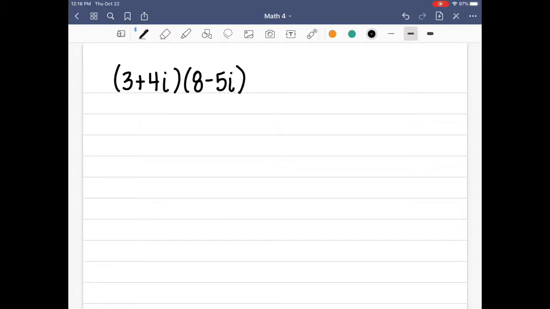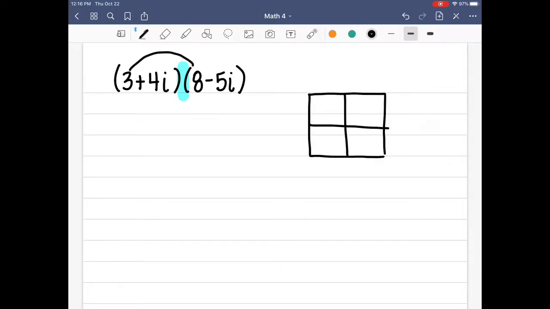All right, so for this one, again, I know this is multiplication because I have two parentheses and they're side by side. There's no other operation like addition or subtraction. And I'm going to use the box method. The box method helps me to organize the distribution that I will be doing here. A lot of times we get confused and we'll just multiply the first and the first and the last and the last. But we have to multiply everything in the parentheses. So I'm going to separate this. So I have 3 and 4i, and then I have 8 and -5i.